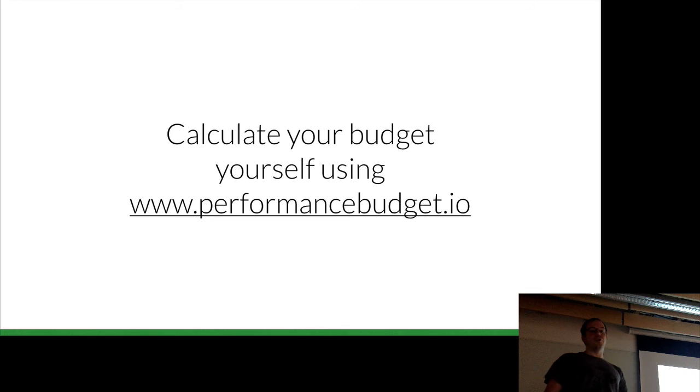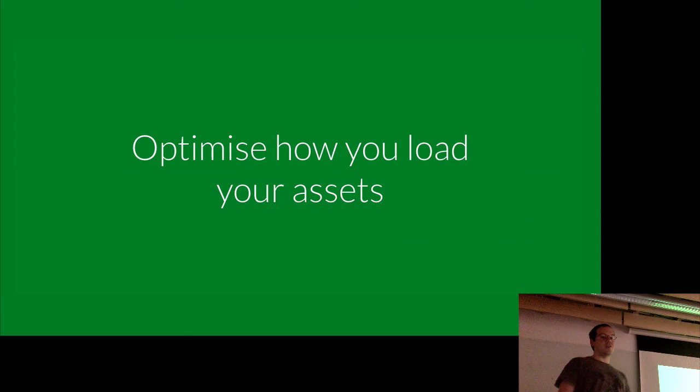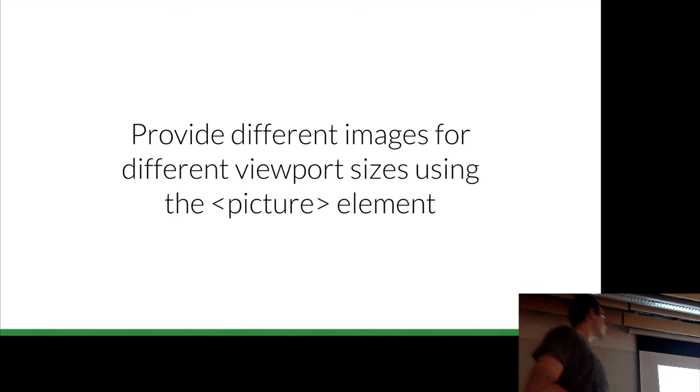The simple thing to do is optimize how we render our assets. This includes loading only the images that are necessary. The first thing to do is provide different images for different viewport sizes using picture elements. If you've been following it, Safari in iOS 9.3 onwards now supports picture elements, so all the mobile devices now support it in their main browser. So you're very safe to use this.